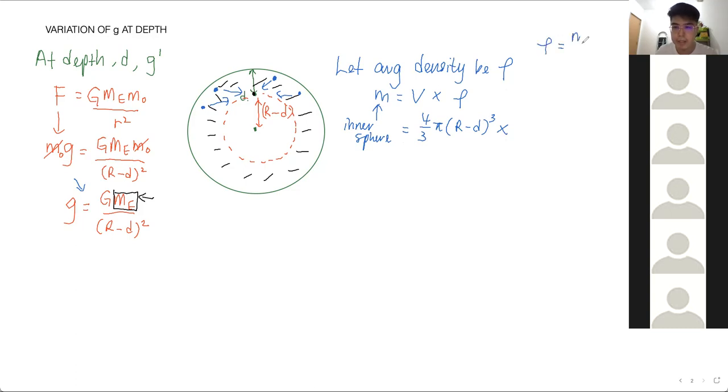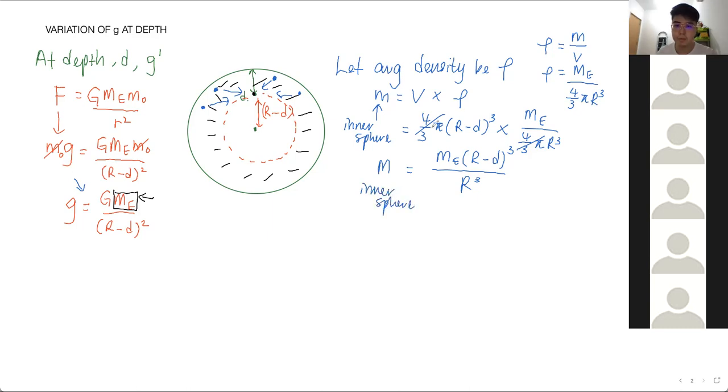So the density, I can write it as mass divided by volume. For the mass I use the mass of the Earth, Me. Volume of Earth is 4/3 pi r cubed. This is the density. Put that in: Me over 4/3 pi r cubed. Now you can just cancel. This one cancels, this one cancels. You get Me (r minus d) cubed over r cubed. This is the mass of the inner sphere. Let's call it equation 2.